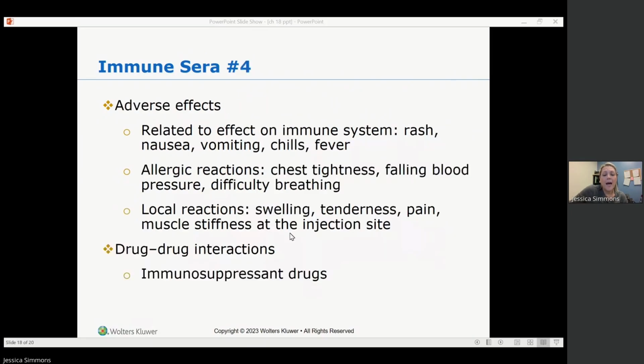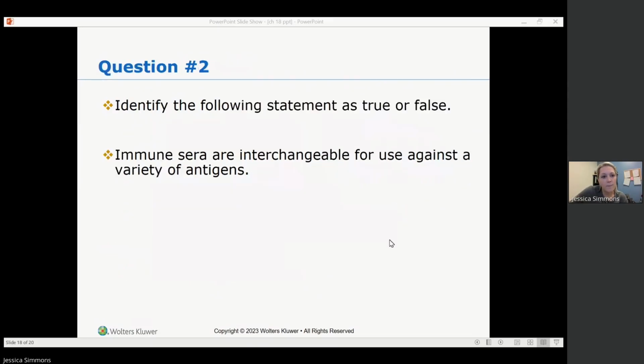So adverse effects related to the effect on the immune system: rash, nausea, vomiting, chills, fever. Of course, we all know what it is to have, well, I hope you know what an anaphylactic reaction is: difficulty breathing, severe hypotension, tightness in the chest. And then a local reaction, which is just at the injection site: swelling, tenderness, pain. We've definitely all felt that with vaccines for sure.